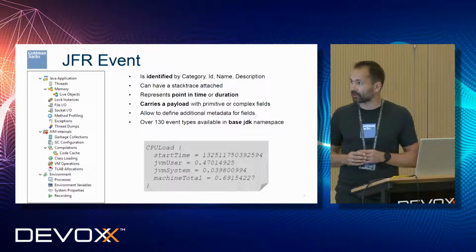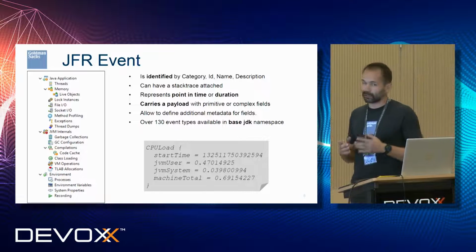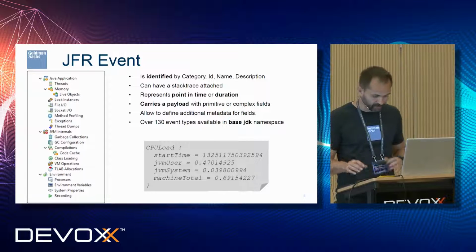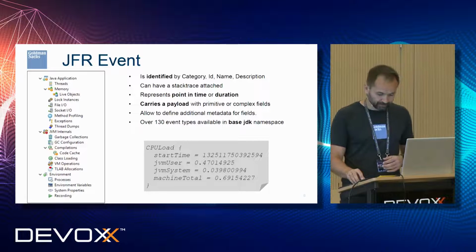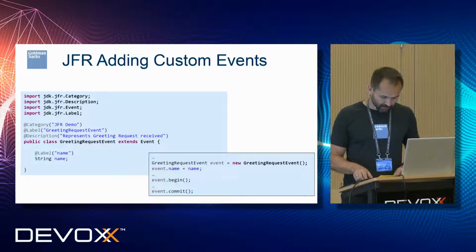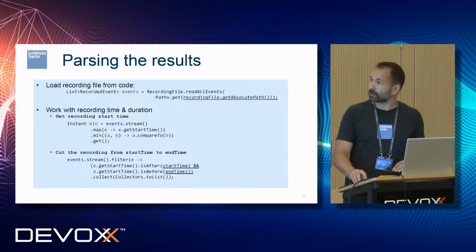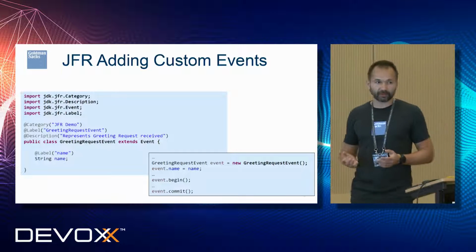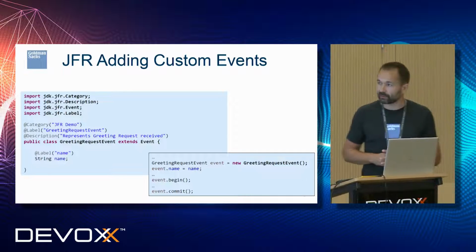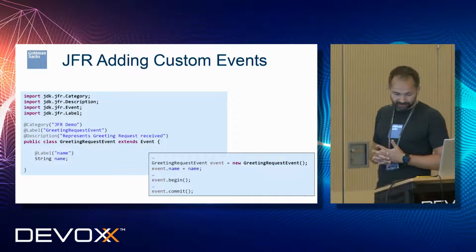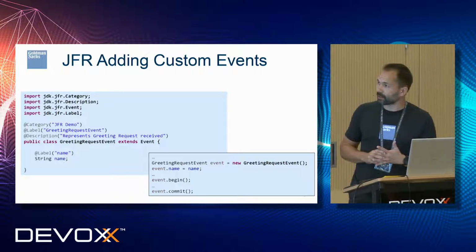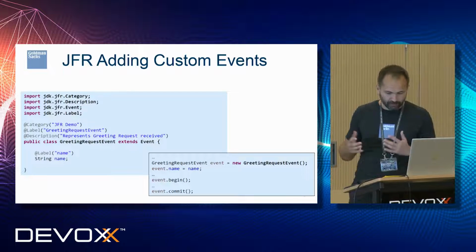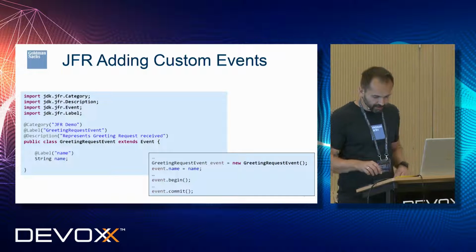There are actually over 130 events right now available in current configuration options that you can either enable or disable and use for your testing. And if this is not enough, there is a way to actually extend and define your own events. You do it by extending an event from JDK JFR. You annotate it with JFR annotations, and you can define an entity that you will record, and it's going to be available later in the recording file.